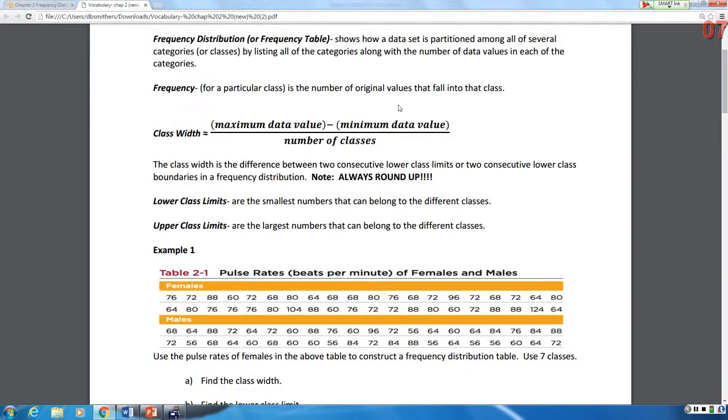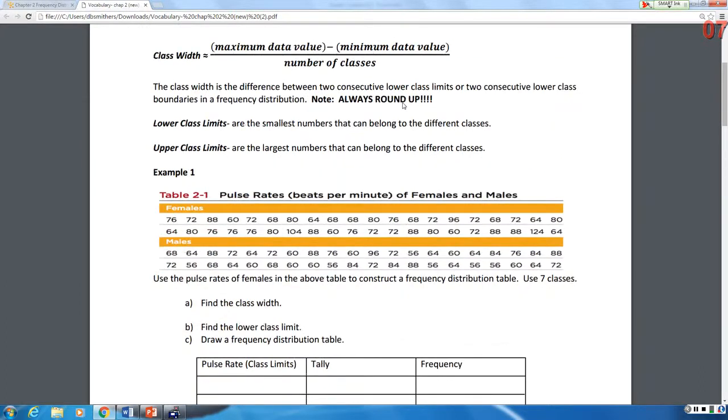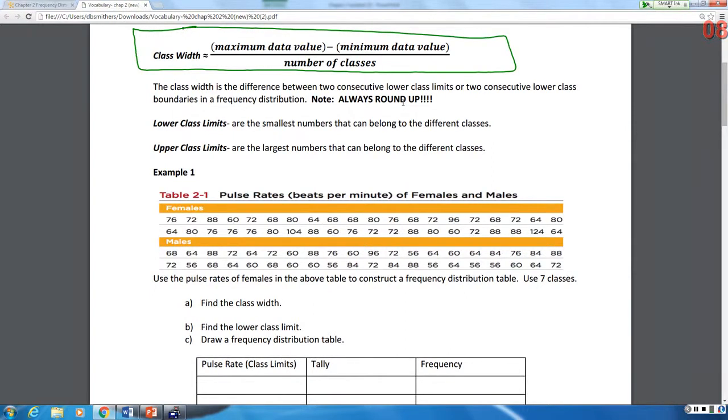One thing, if you've got your highlighter, you probably want to circle, star, highlight this. You're going to have to know how to construct the class width. Well, here it is right here. You will find class width by taking the maximum number minus the minimum number, and you will divide by the number of classes. That'll always be given to you in the problem, okay?